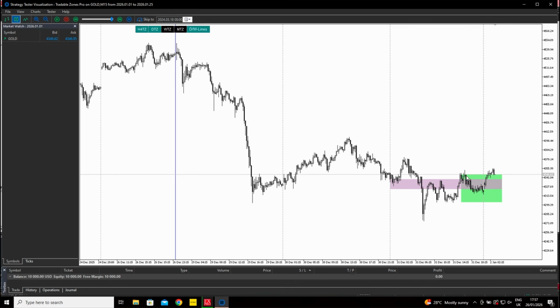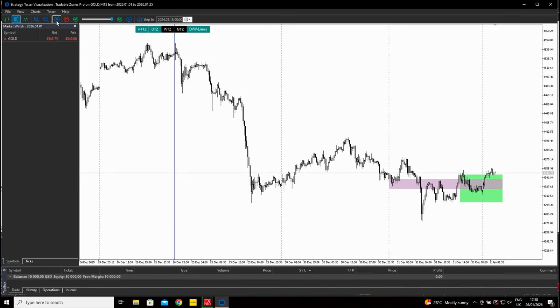I want you to just keep your eye on the zones down here. The purple zone is the daily zone and then the green one is the 4-hour zone. So you'll see every time when price pulls into that, you can get a trade opportunity. All right, so let's play this ahead, then we see.